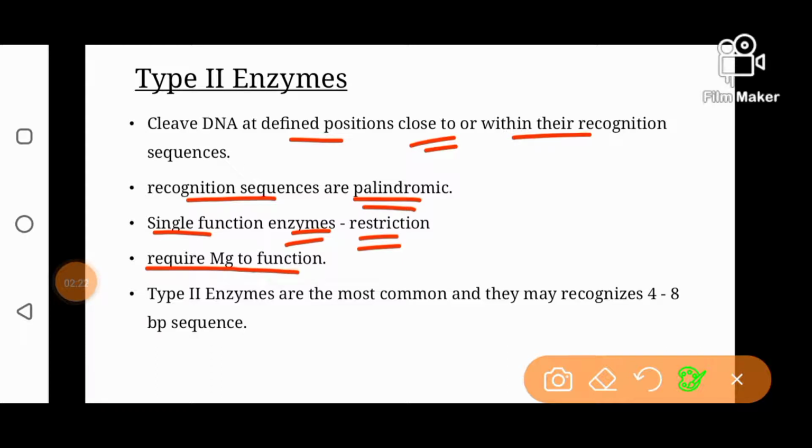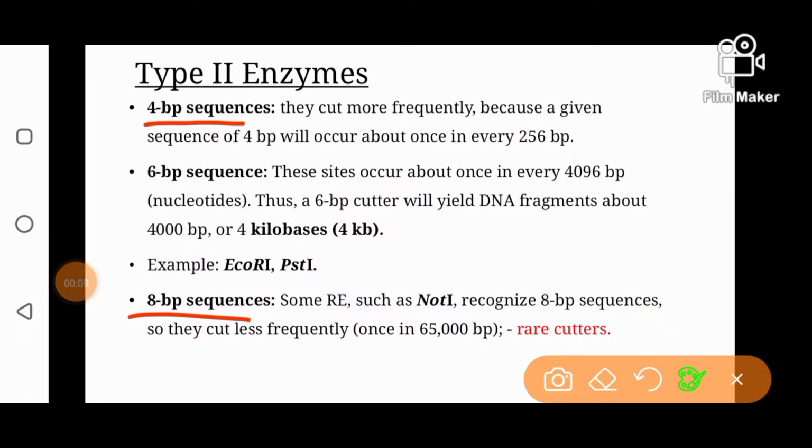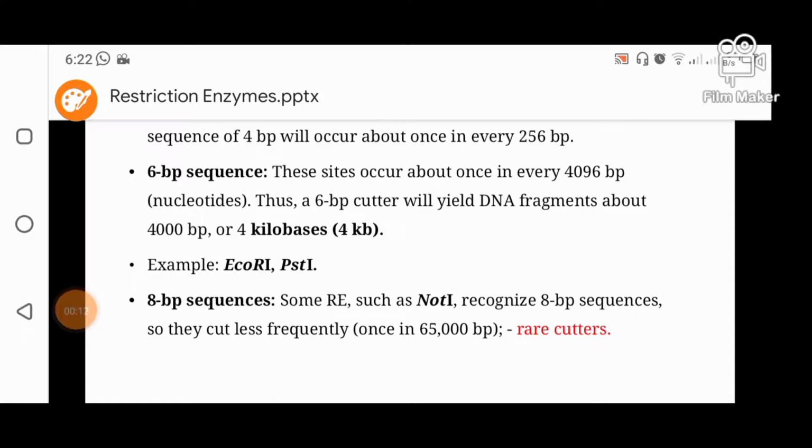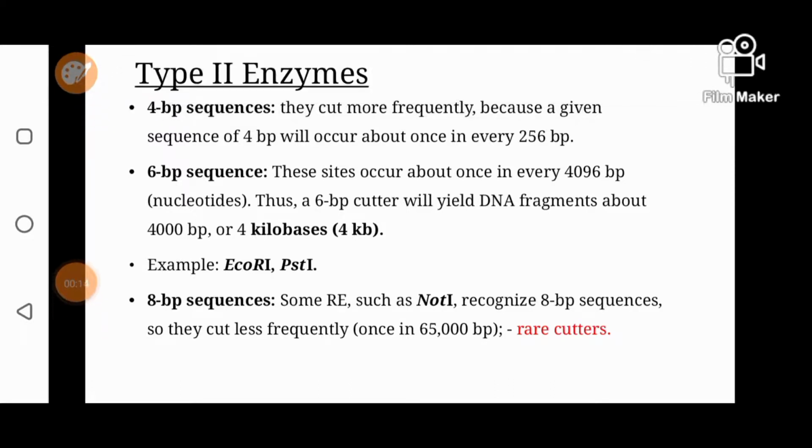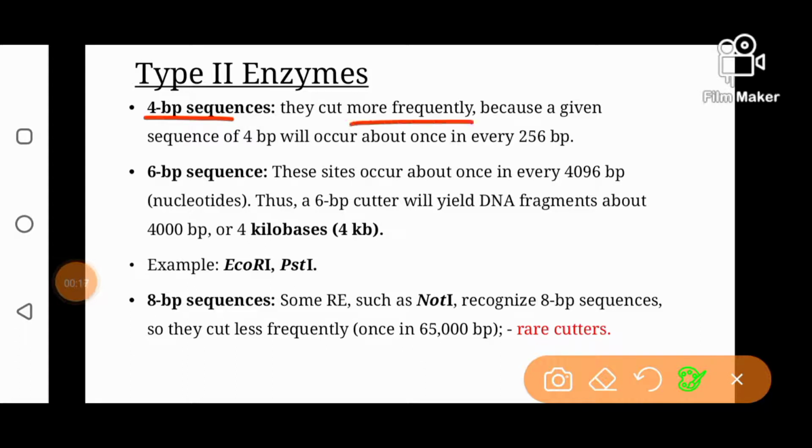Type 2 enzymes are a very broad class of enzymes, they are the most common, and they may recognize a sequence ranging from 4 base pairs to 8 base pairs in length. So a 4 base pair sequence identifying enzyme will cut DNA more frequently. The reason is that these sequences will occur about once in every 256 base pairs.